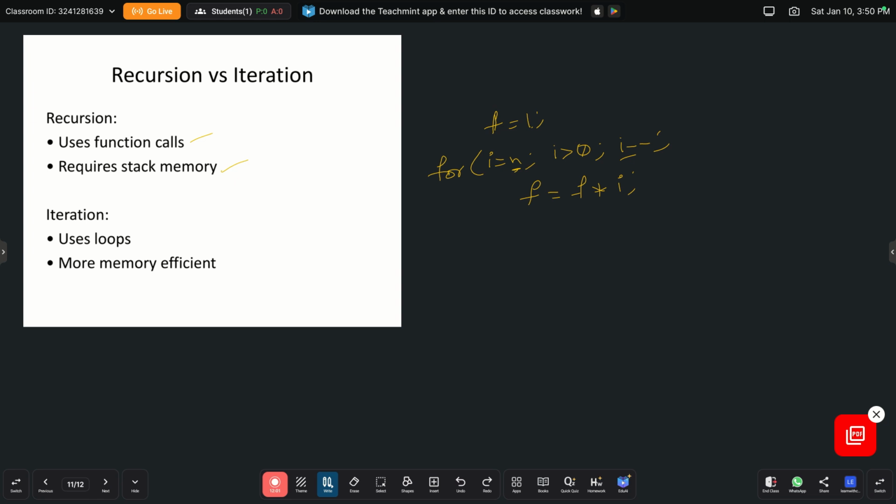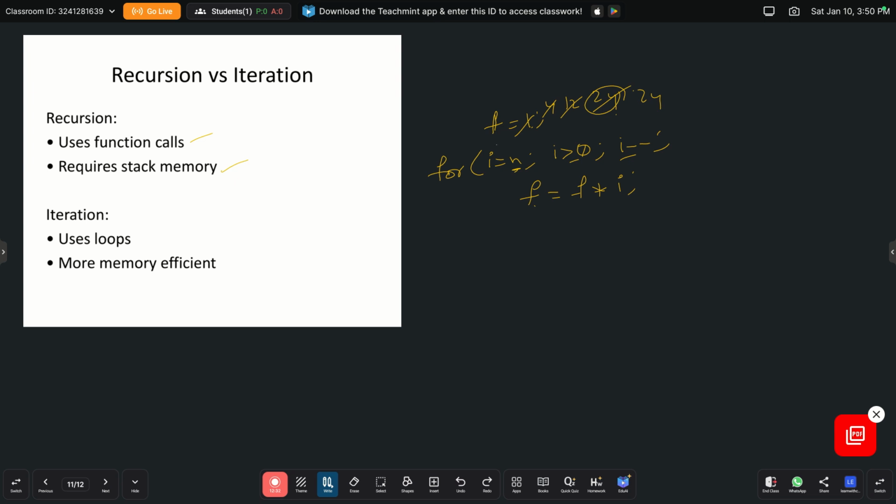Again multiply with f. What is the f value? 4. Now 4 into 3, 12 has been replaced here. Now again i minus minus, 2. 2 greater than 0, yes. Then 2, f is 12. 12 into 2, 24 we calculated and it has been assigned to f. i minus minus, 1. 1 greater than 0, yes. 24 into 1, 24. It remains the same, 24. And then i minus minus, 0. 0 greater than 0, false, we came out from the loop.